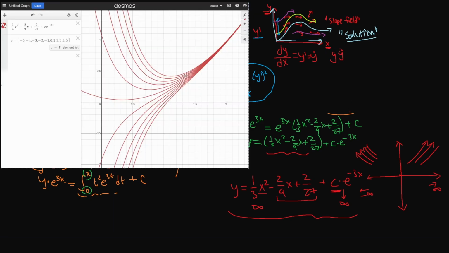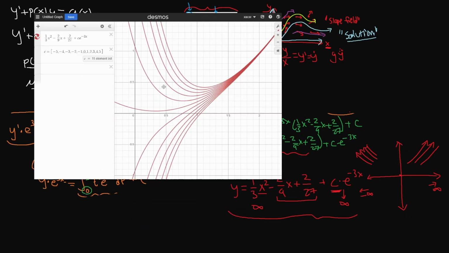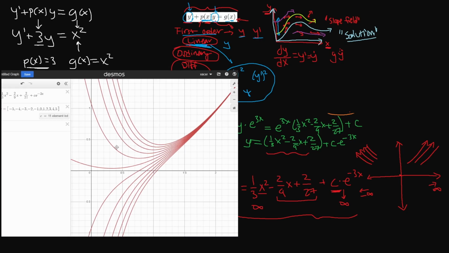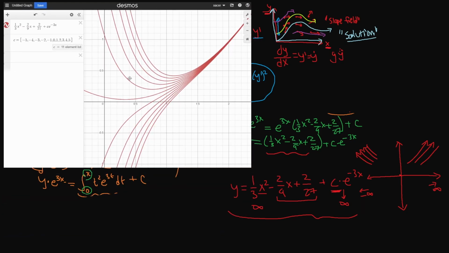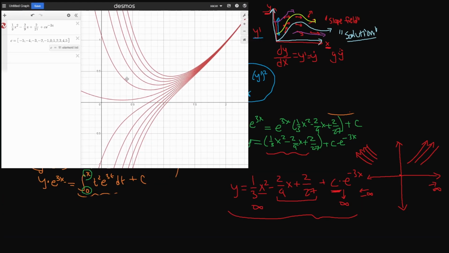So here's what the graph looked like at the end. I can put it over here. Kind of overwrite some of it, but it's okay. So there's one thing I actually forgot, and this is why it's good to graph: what happens when c is negative.